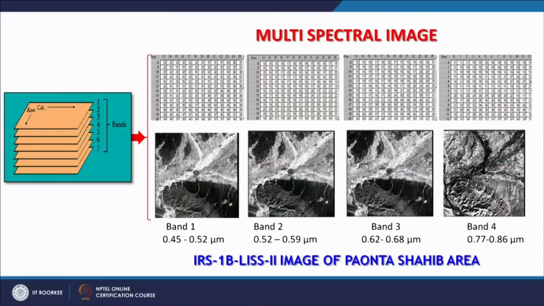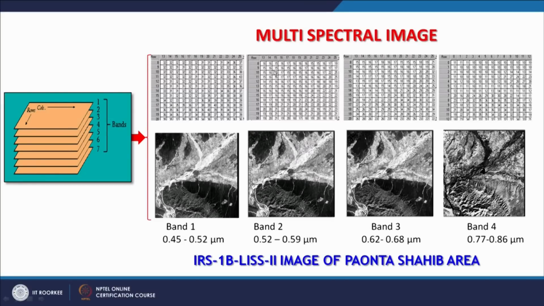Now here is an example from our IRS LISS-2 image, very near to Roorkee, Paonta Sahib, which is in Himachal Pradesh, just bordering Uttarakhand. As you can see, this is band 1 and the bandwidth is also given here, and in different bands the image will look completely different. A zoomed part from the corner of the image is also shown through these pixel values.